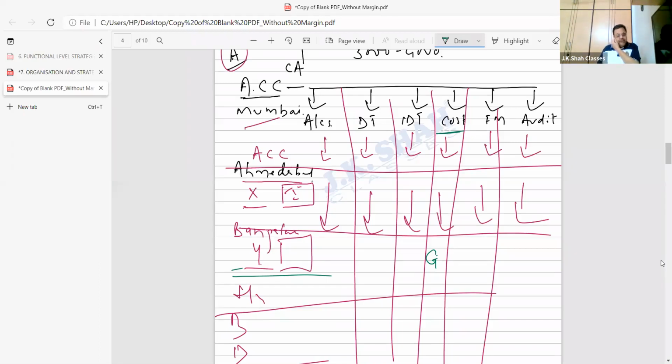What is the disadvantage? I said, student, there is dual command. That is the term. Dual command means what? One person is getting commands from two people. You cannot have two people commanding and telling you what to do. Then in that case, I will not listen to any one of them.